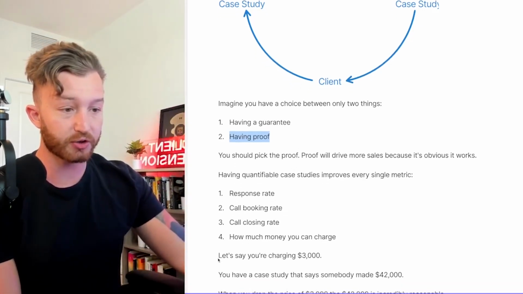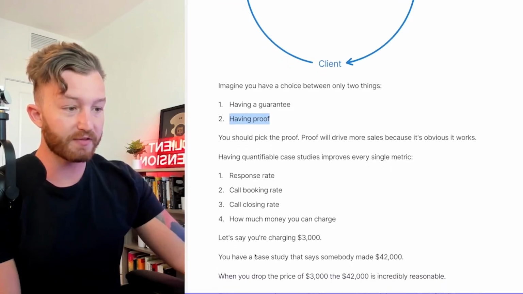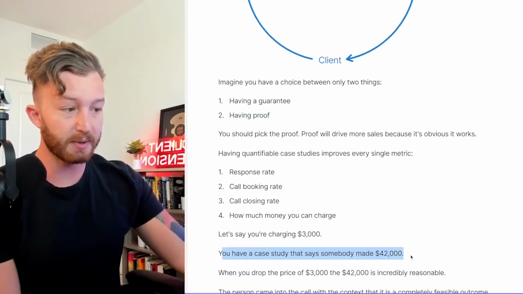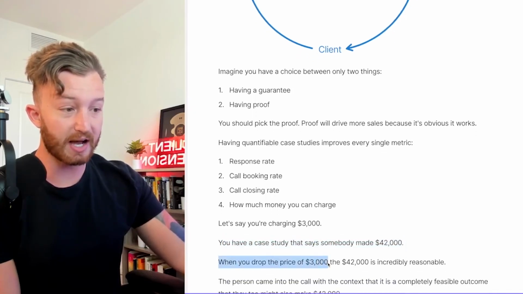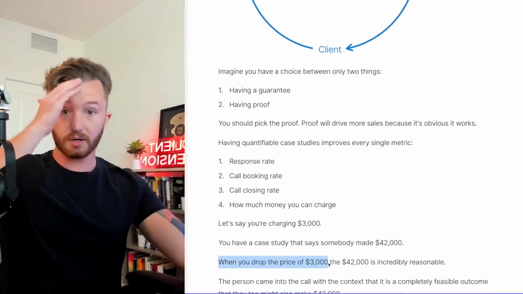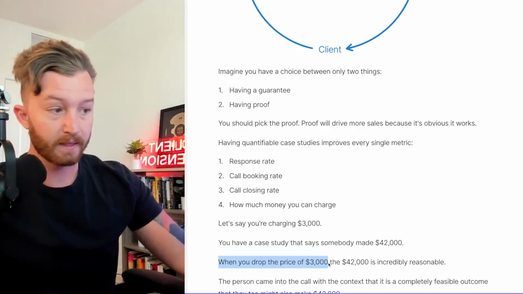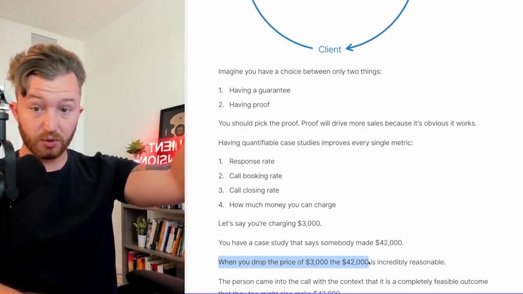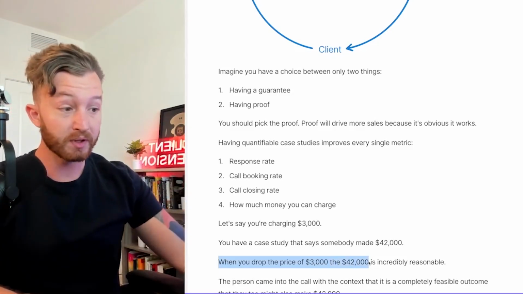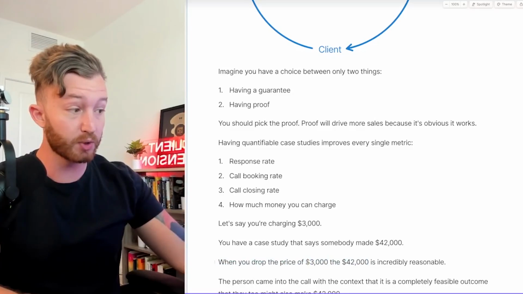So let's say you're charging $3,000 and you have a case study that says somebody made $42,000. When you drop the price of $3,000, when you're on a call and you say, okay, it's $3,000, compared to what they were exposed to, I made this person $42,000. That $3,000 is incredibly reasonable.